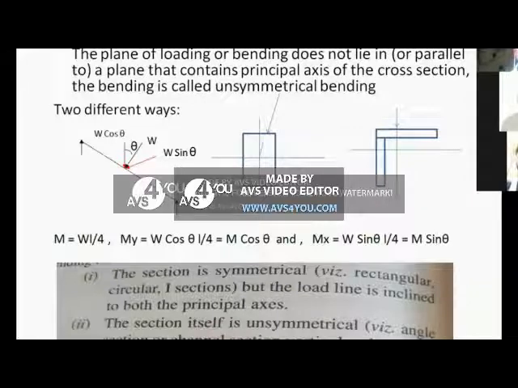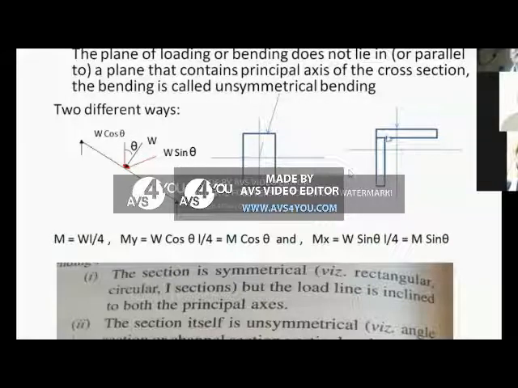One is the section is symmetric like this, and the load is inclined like this. It is passing through the centroid of the section, but it is inclined. It is not along the axis of symmetry, but it is along a line which is inclined at an angle, say theta. Now it will cause two components. It will have one vertical component and one horizontal component. Now this is the first case where you get unsymmetrical bending.